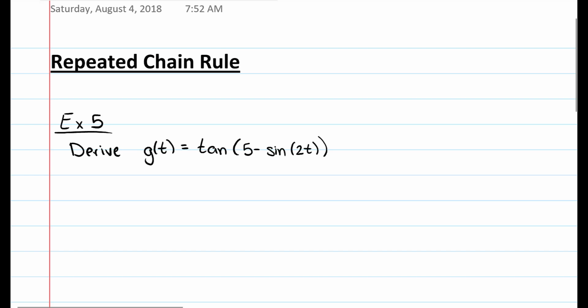So in example 5, we're going to look at taking the derivative of g of t, which is equal to tangent of 5 minus sine of 2t. So if I label these, I can actually break these down into 3 different functions. I see that tangent is my first function. I have 5 minus sine of something, and that's my second function. And I have 2t, which is my third function.